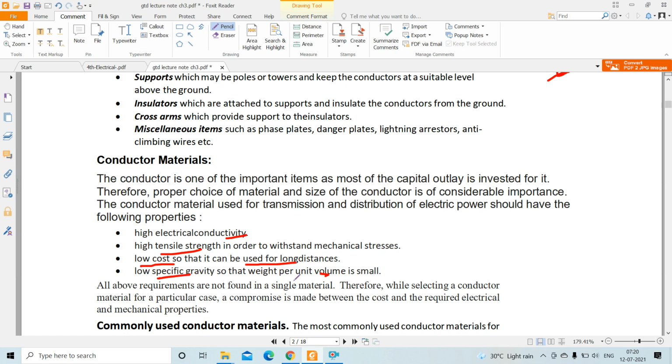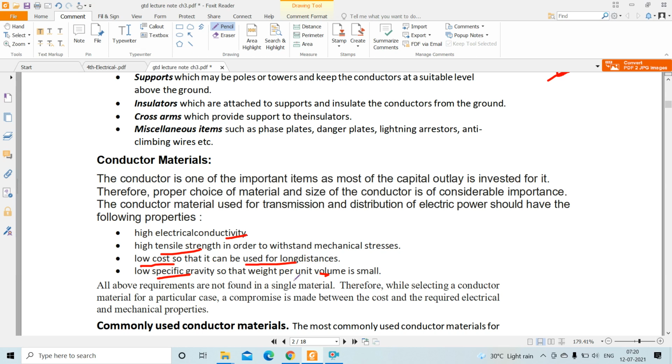So conductor is one important item used for transmission and distribution purposes. The overall capital cost invested in a transmission line or distribution line mainly depends on this conductor material. That's why we need to take care over the proper choice of material and size of conductor.